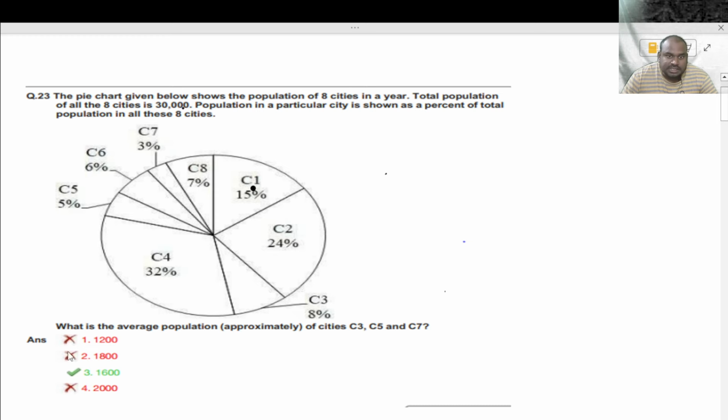So what he is asking is the average population of cities C3, C5, and C7. So for those who don't know how to calculate an average, average is nothing but the sum of the items divided by the total number of items.